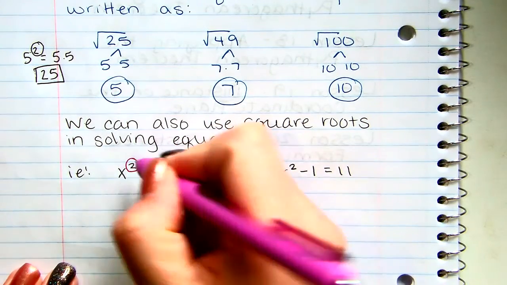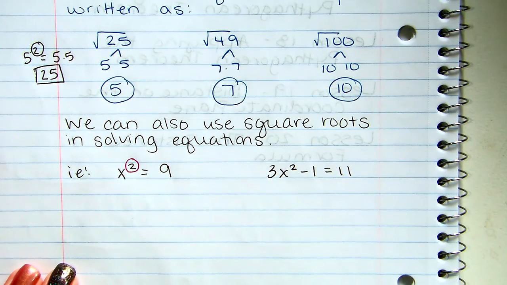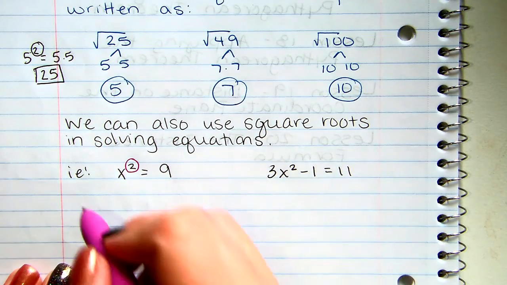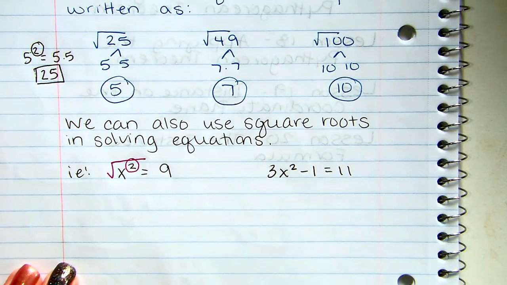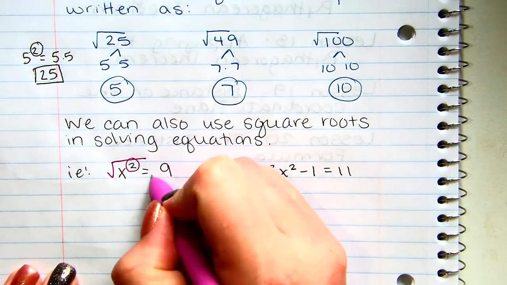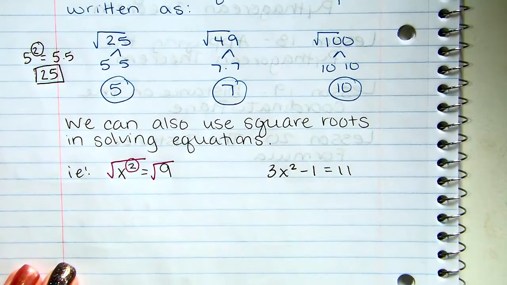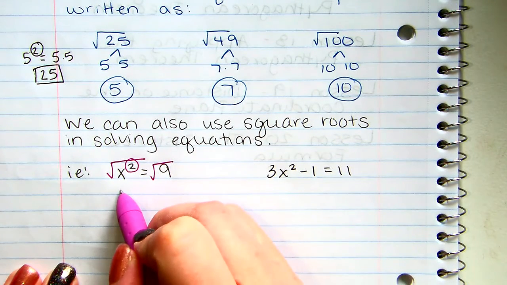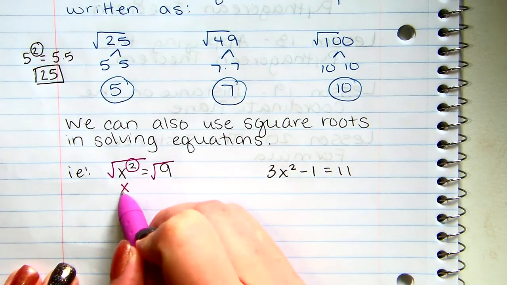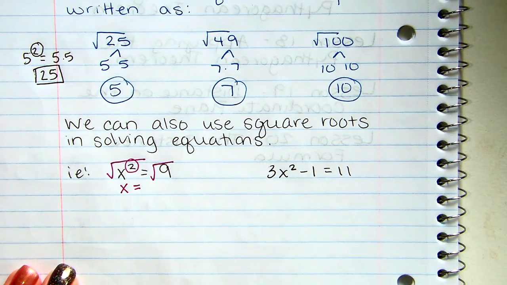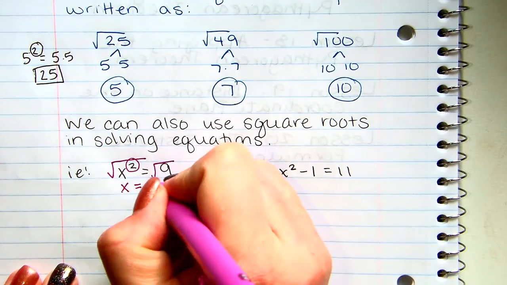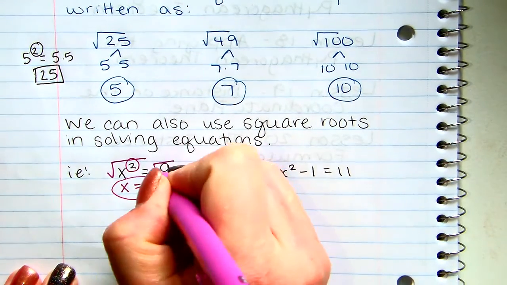This x squared needs to go away, specifically the squared. How I get rid of a squared is by using the square root. So I am going to put a square root sign over the top here, and what we do to one side, we're also going to do to the other. So I'm going to put a square root over the 9. Now by putting the square root up here, that leaves me with just a single x. And then the square root of 9 is 3. So my answer would be x equals 3.